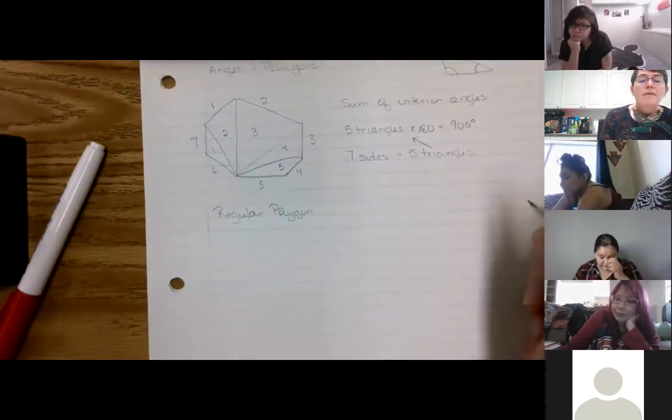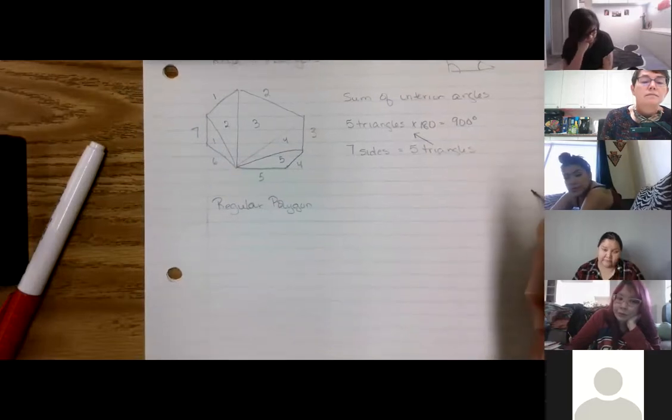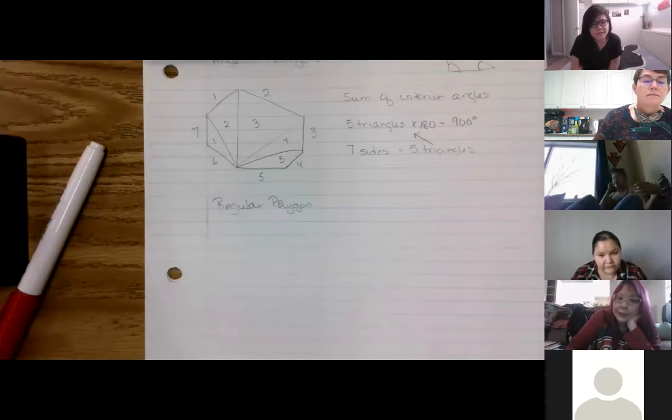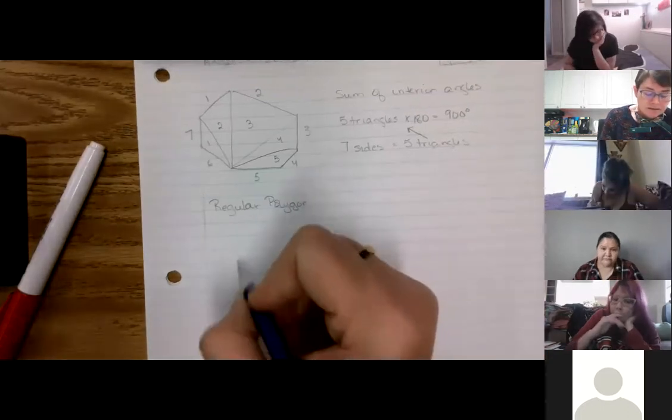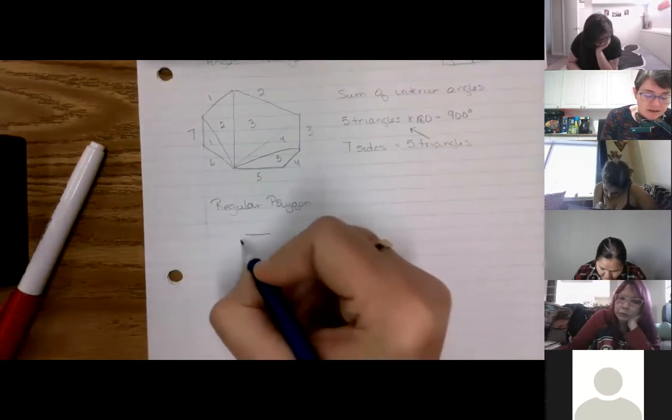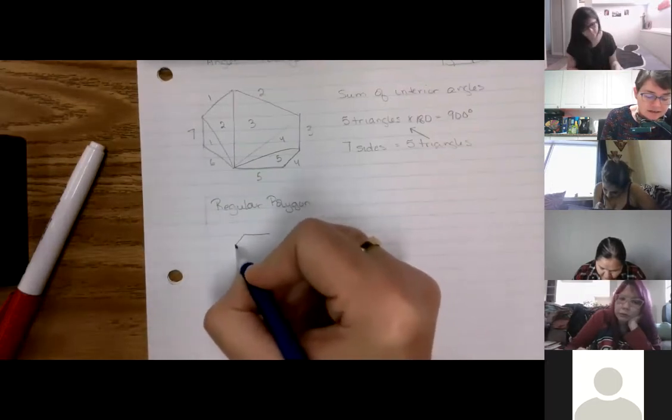What do we know about that? Anybody? All the sides and angles are the same. Beautiful. That is exactly what it is. So, all right, I'm going to try and draw a regular hexagon.